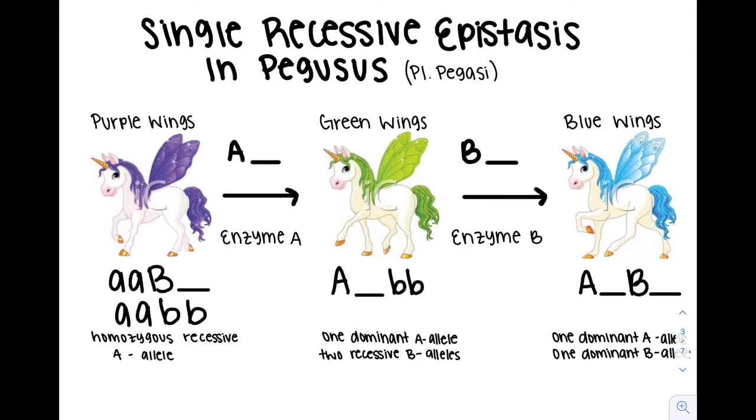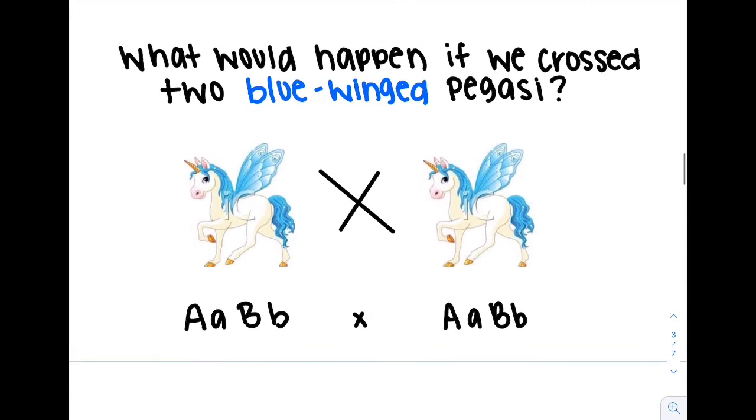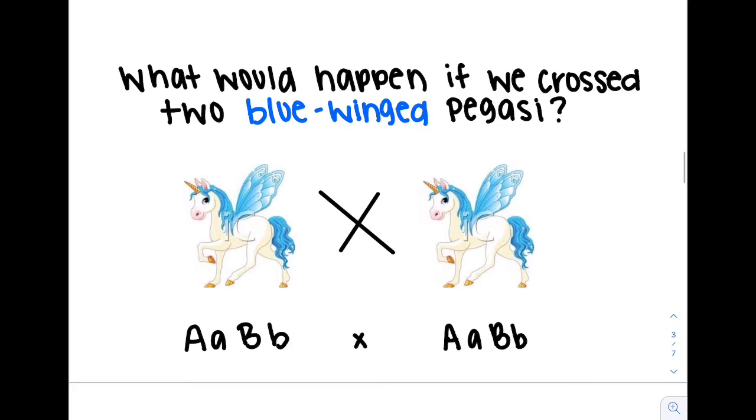With the addition of a dominant A allele, the characteristic of the B allele, whether it being lowercase or uppercase, will now define the phenotype of the Pegasi wing color. Pegasi who have dominant A alleles and recessive B alleles will display green wings, while Pegasi that have both a dominant A and B allele will display blue wings. Now what would happen if we cross 2 blue-winged heterozygous Pegasi?